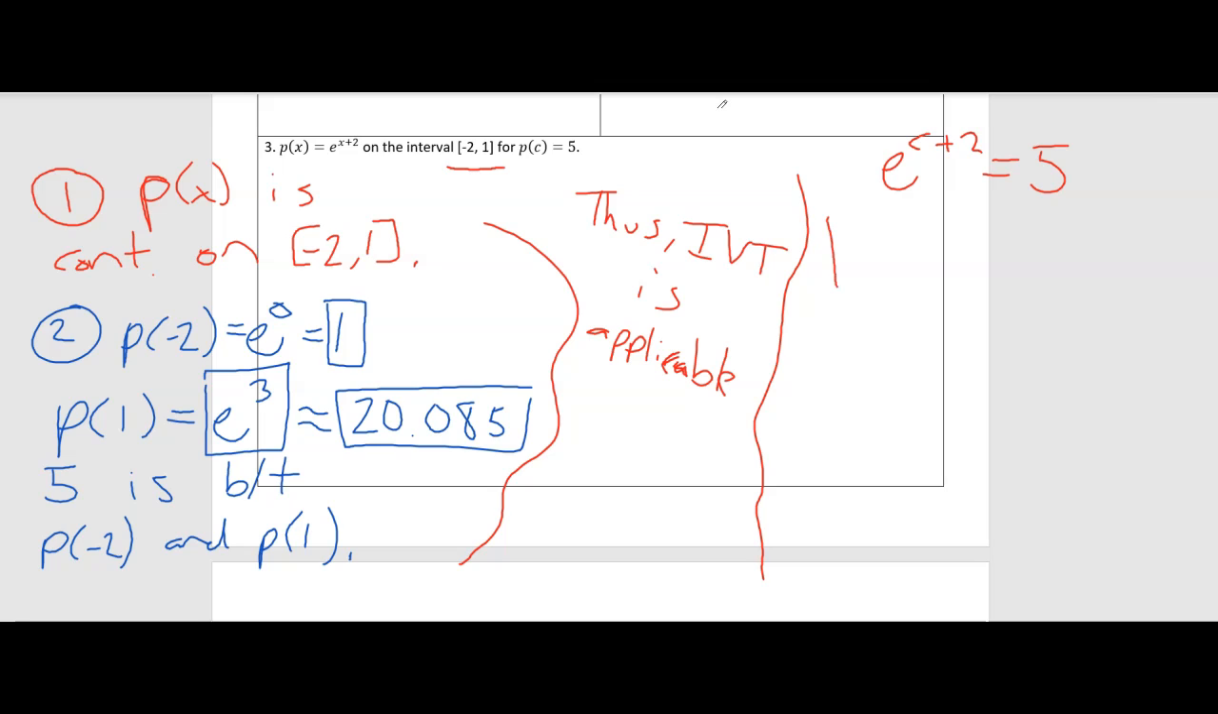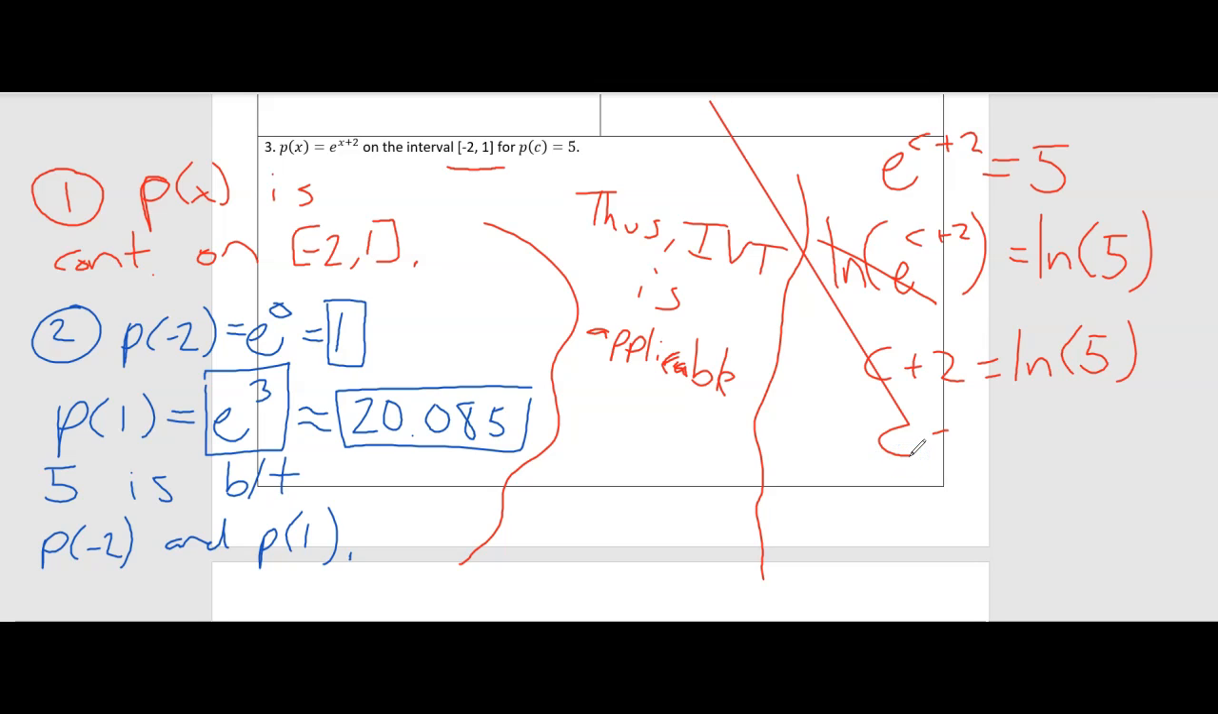So if we do natural log of both sides, these simplify. We're left with C plus 2 is equal to the natural log of 5, and we get C is equal to natural log of 5 minus 2. So this is not clear at all what this number is. So we are going to punch that into our calculator.